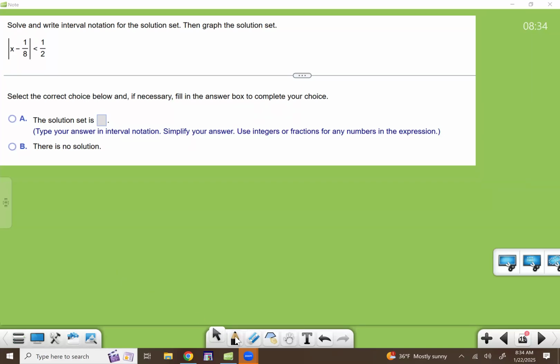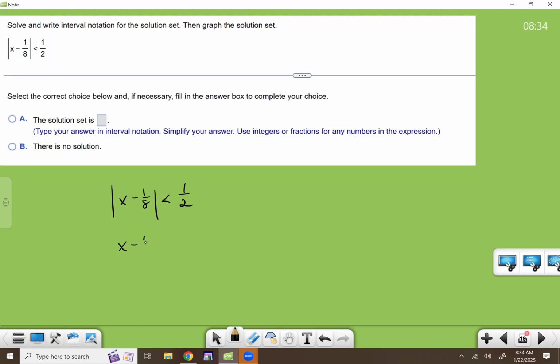All right, this is number 11 from 3.5. So it's the first one that we've done where we've had an inequality instead of an equal sign. So remember, depending on what the inequality is, you'll do something different. Less thans get sandwiched. Greater thans, we do two cases. So since this is a less than sign, we are going to sandwich it.